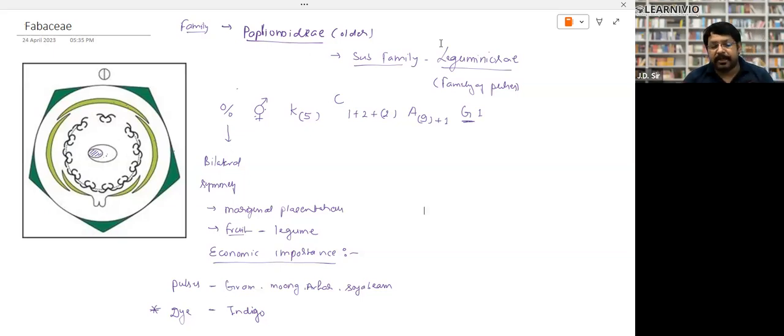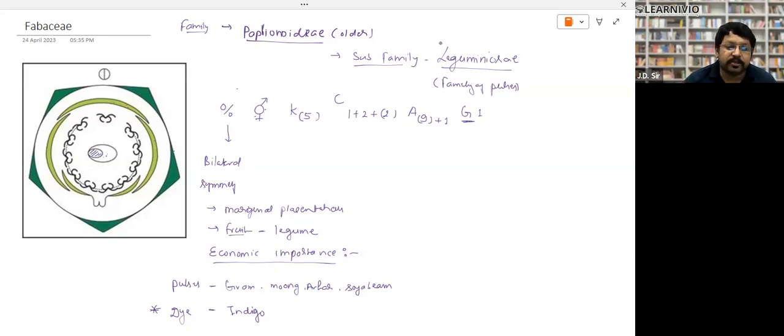The subfamily. I have already told you there are 17 families and a number of subfamilies. The subfamily of Papilionidae is Leguminosae. What is Leguminosae? All the pulses belong to the subfamily Leguminosae. It means all the pulses belong to Fabaceae or Papilionidae. Right. So the floral diagram and floral symbol, I have already told. Try to understand.